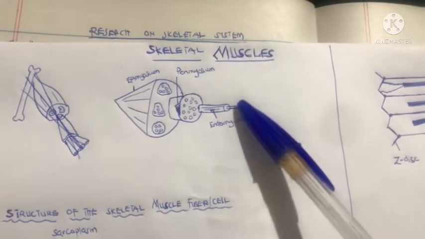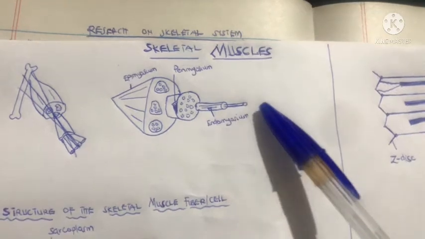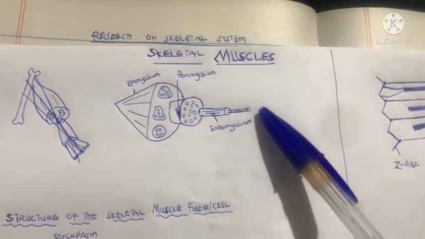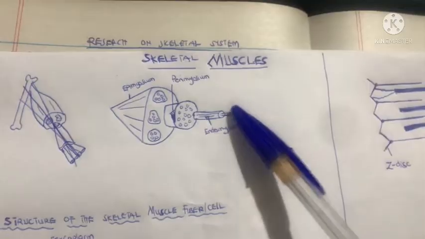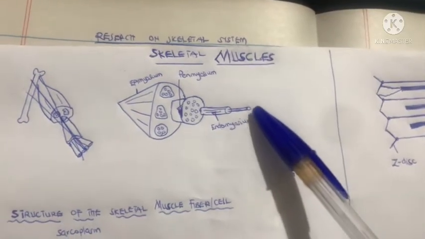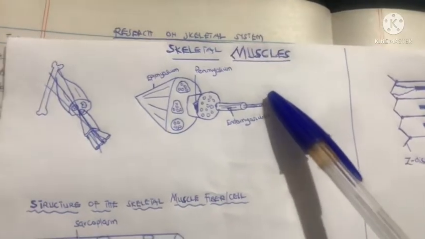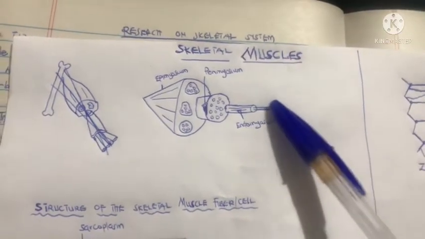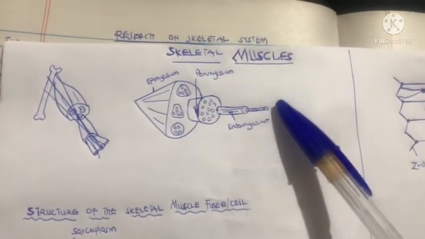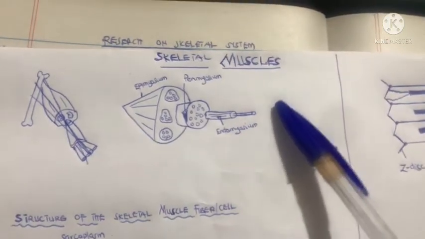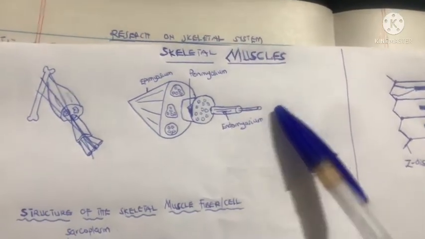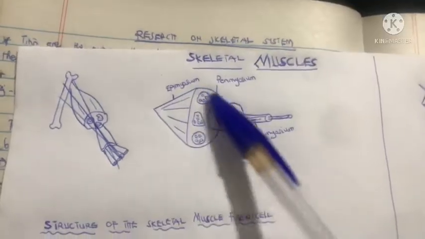And these myofibrils are made up of two proteins called the thick and thin filaments, which together we call the myofilaments. So when you take the myofibril, it is made up of two myofilaments called the thick and thin filaments.